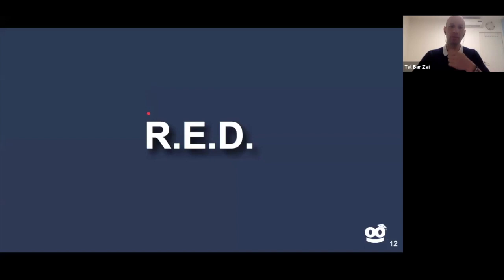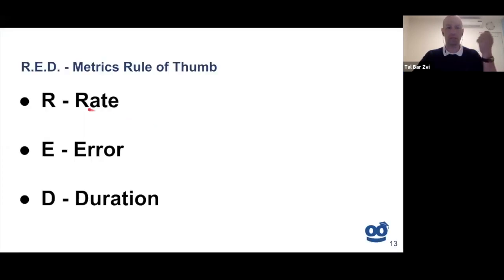There's the paradigm of RED. RED is rate, error, and duration. Because we're HTTP based, it's very, very relevant. We want to make sure that the error rate is low, that the successful rate is high, and the duration is as low as we want. Let me show you how we do that in Prometheus.